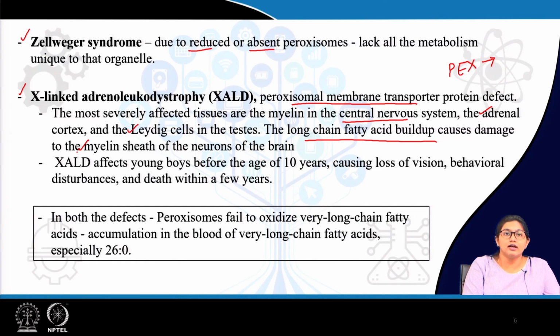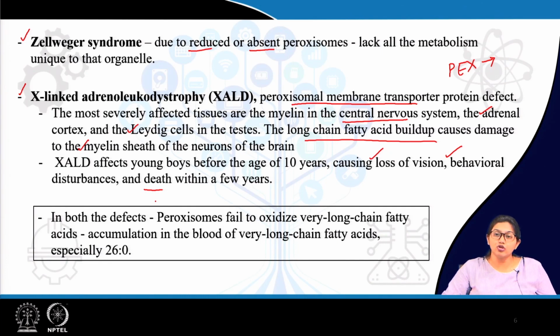Now, XALD or X-linked adrenoleukodystrophy affects young boys, and the manifestation mostly occurs before 10 years of age. There are different types of neuronal manifestation: loss of vision, behavioral disturbances, and finally they can lead to death as well.